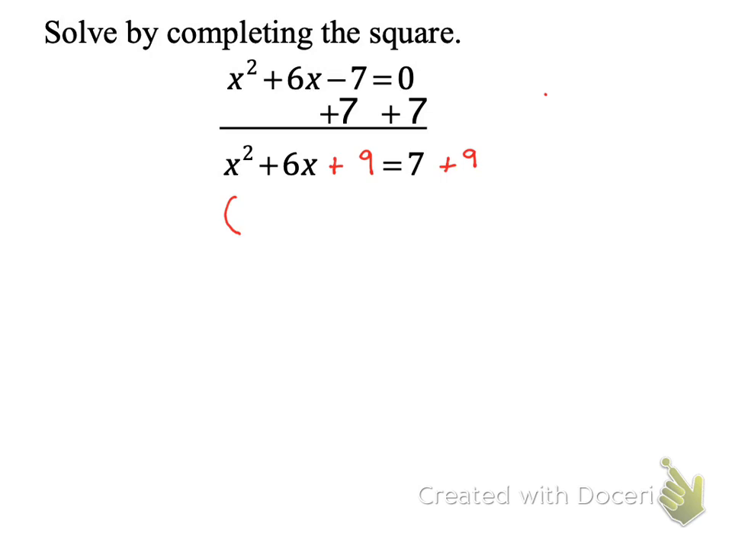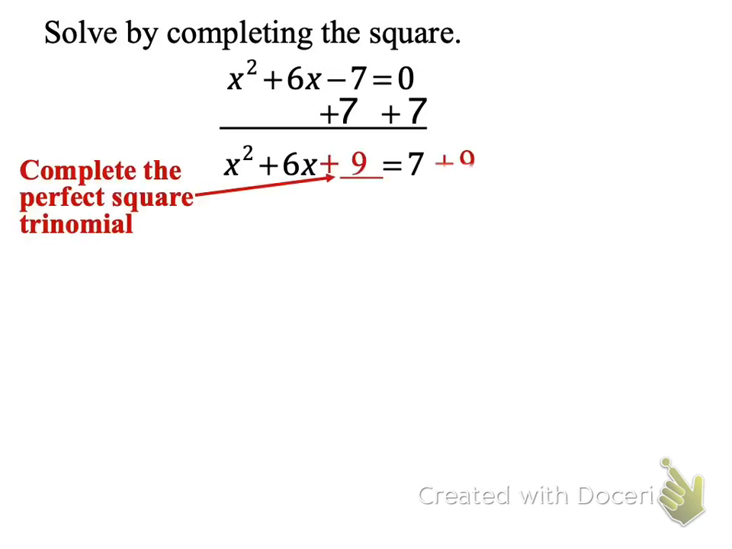How do we factor that? The quantity of x plus 3, right? When I add the 9, that is completing the square. So I can factor that left side to x plus 3. The quantity of x plus 3 squared equals 16.